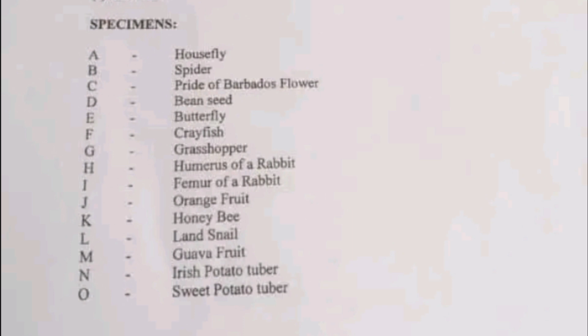So today we are going to be talking about the biology specimen for the 2025 session. As you can see on the screen, these are the selected specimens labeled A to O that makes it 15 specimens. Our specimen A for the practical is housefly, B is spider, C is pride of Barbados flower, D is bean seed, E is butterfly, F is crayfish, G is grasshopper, H is humerus of a rabbit, I is femur of a rabbit, J is an orange fruit, K is honeybee, L is a land snail, M is a guava fruit, N is Irish potato tuber, and lastly, O is sweet potato tuber.